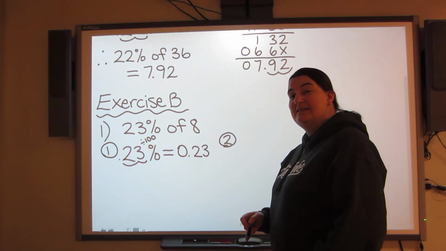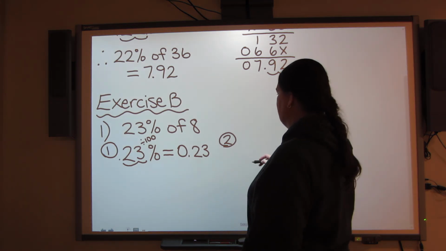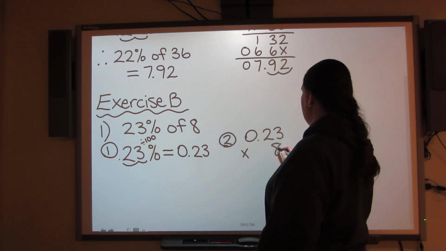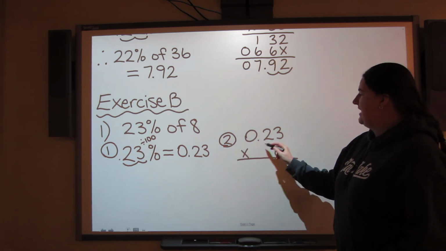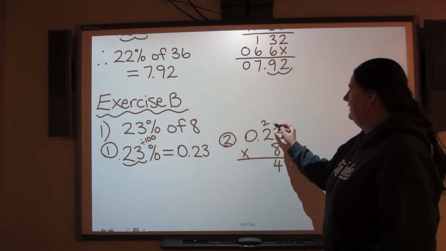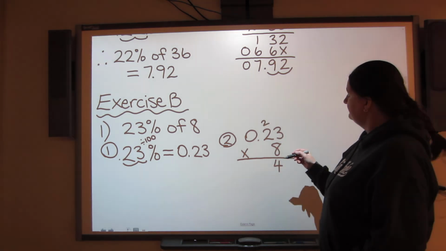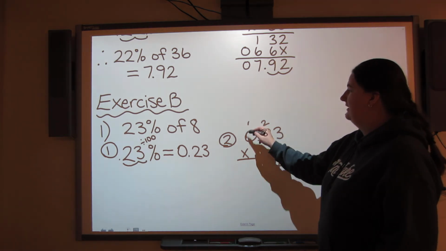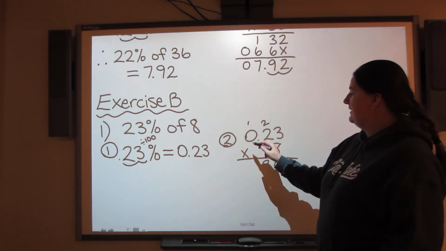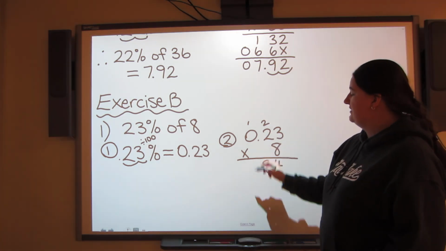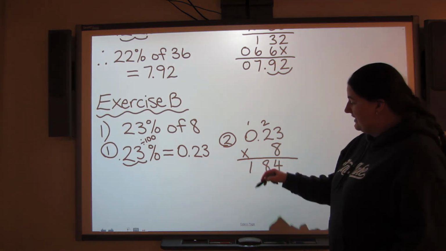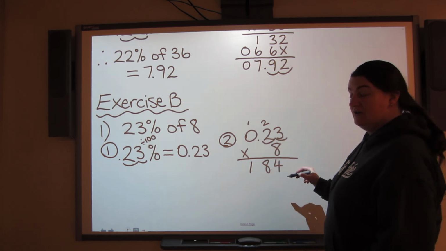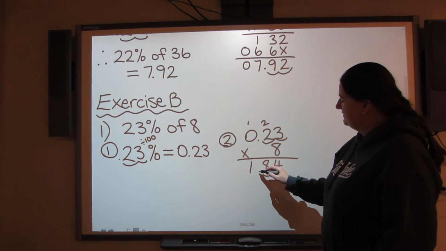It's exactly the same as exercise A. So 0.23 times 8. 8 times 3 is 24. 8 times 2 is 16, plus the 2 that you carried is 18, carry 1. 8 times 0 is 0, plus the 1 that you carried. Now there's no other number, so that's it, just one answer line. Don't forget, you've got 2 decimal spots in your question, so you'll have 2 decimal spots in your answer.